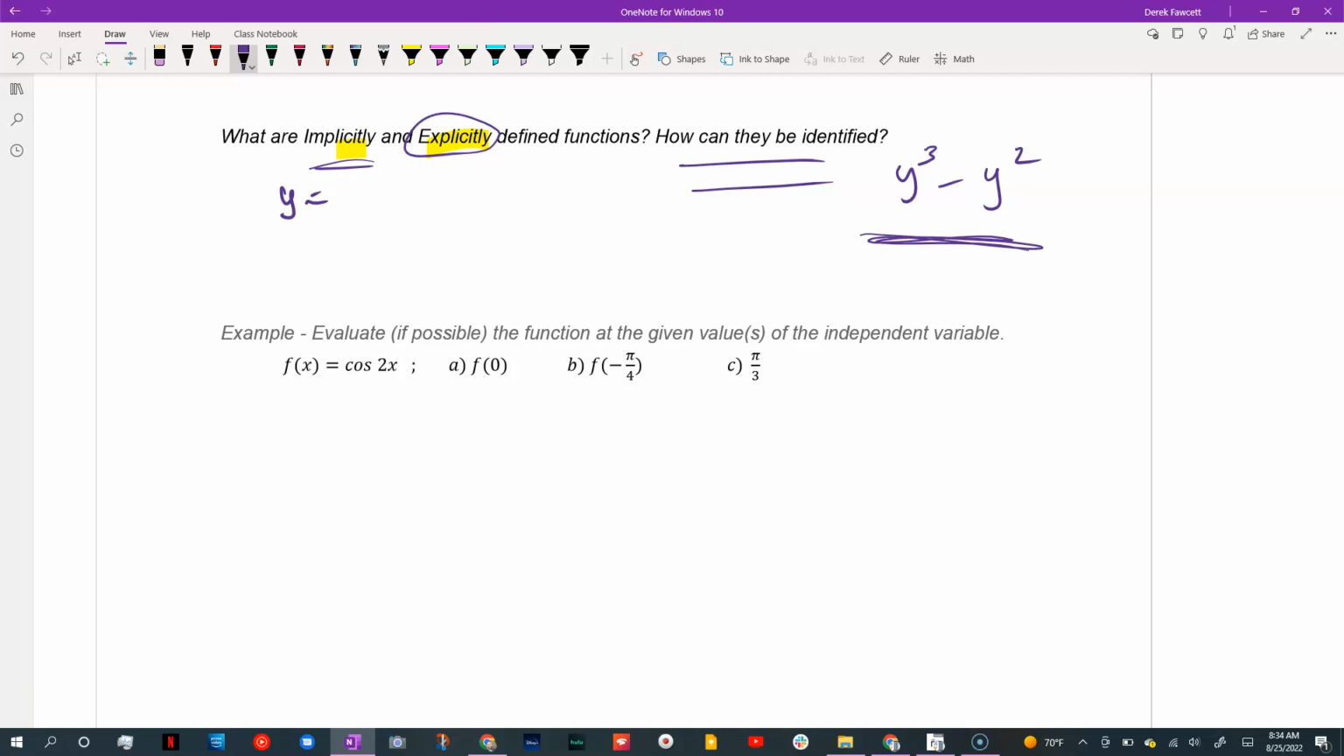Okay, so evaluate was one of the definitions, if possible, because sometimes it's not possible. You have to be really careful, especially with these transcendental functions, sine, cosine. Evaluate the function at the given values of the independent variable. So this is what you're plugging in. So go ahead and try these. Look at your unit circle to answer some of these questions. Try not to plug it into a calculator. So pause the video, try these, and then come back.